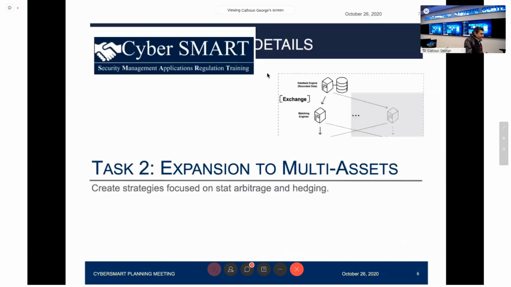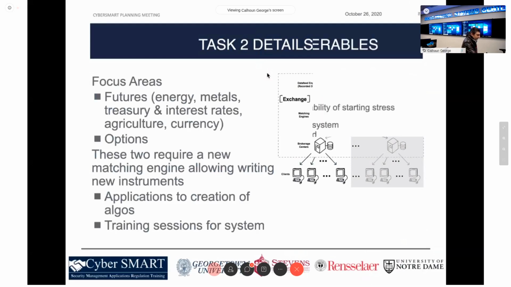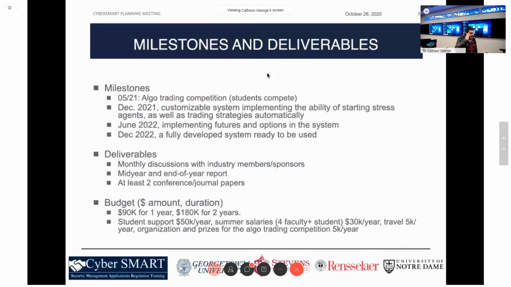The expansion to multi-assets is just basically pointing out that the system is entirely modular. It's written in C++, which is an object-oriented language. That's the reason we had to redevelop and rewrite the system 3 times, just to make sure that it is extensible. So that's this. I'm going to just mention the milestones.